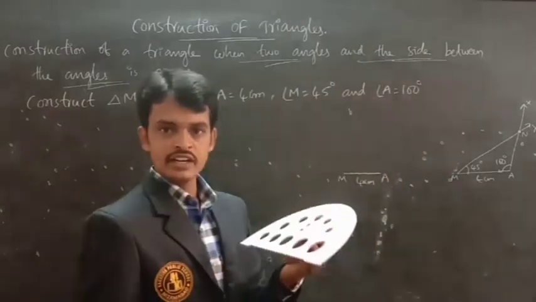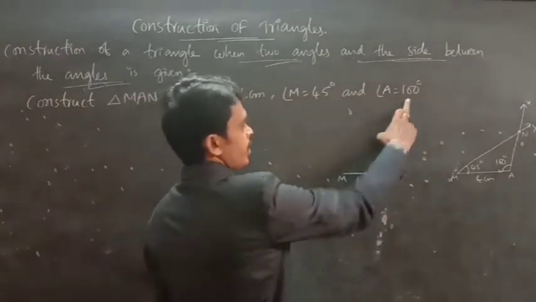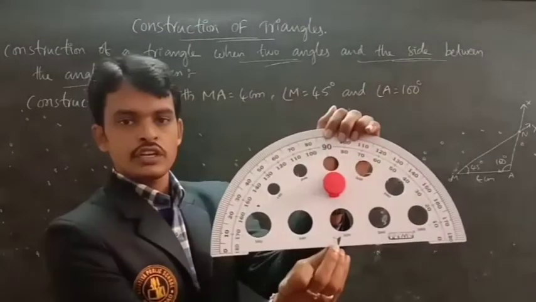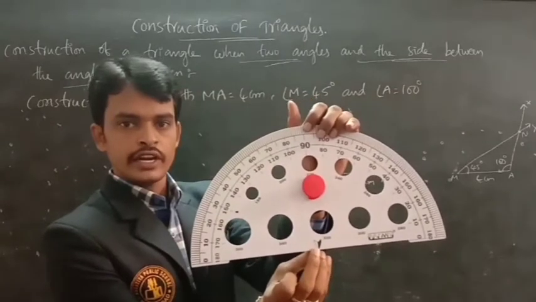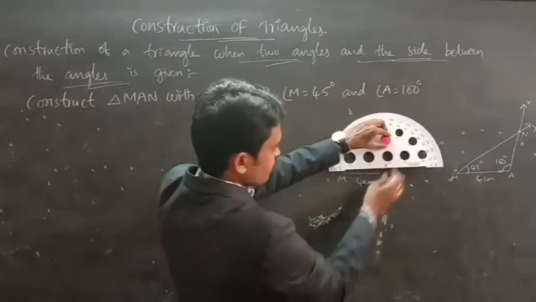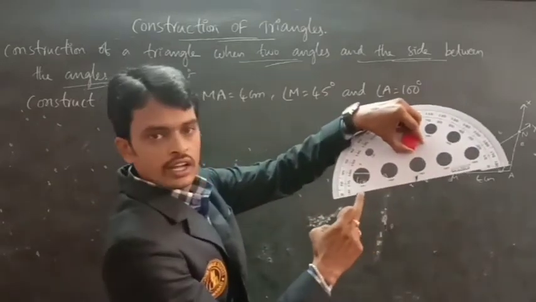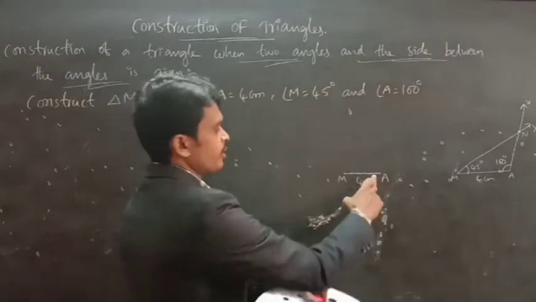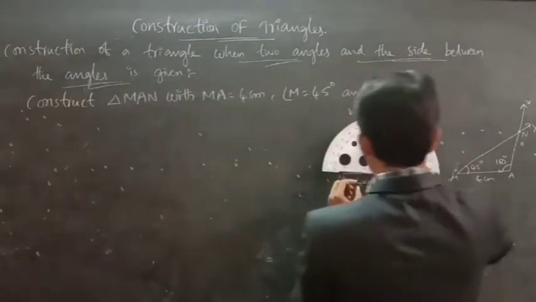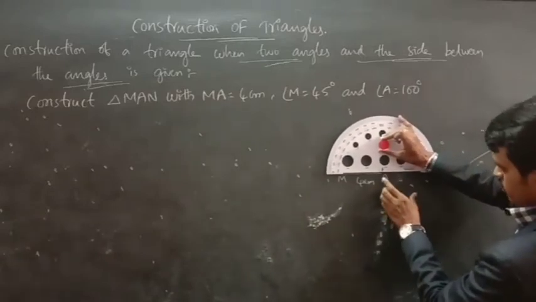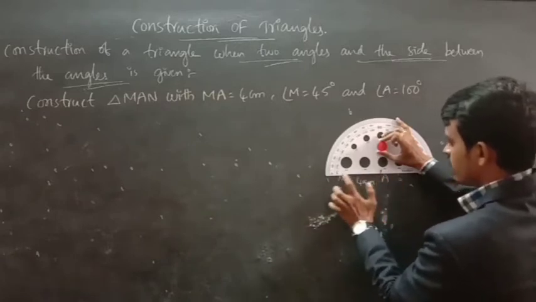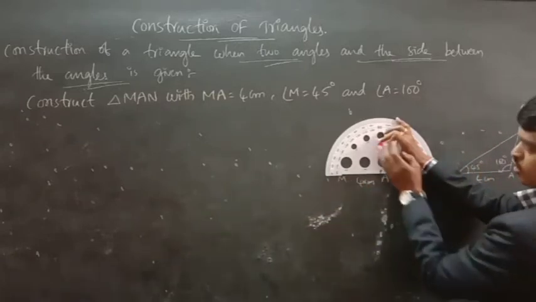by using the protractor, we draw angle A, the given 100 degrees. We should place the middle point of the protractor on the point A, and the edge of the protractor should coincide with the line segment MA. So like this, you should place it on the point A, and these two lines, the edge of the protractor and the line segment MA, should coincide.